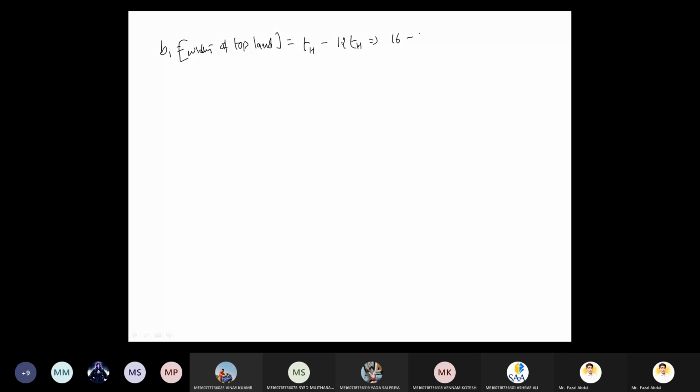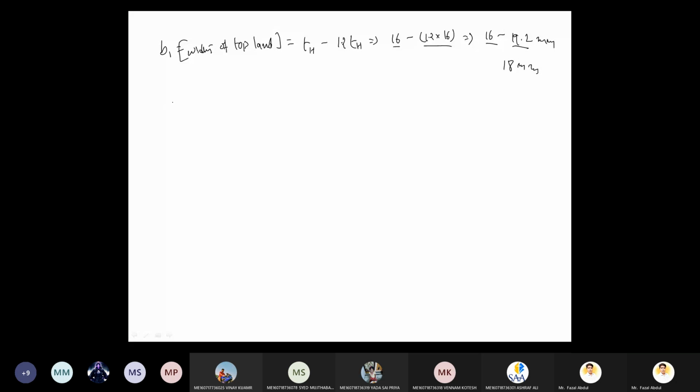So TH value how much did we get? 16. The range is 1.2 into 16 to 1.6 into 16, which is 19.2 mm. So from this range, 16 to 19.2, I am selecting 18 mm. Okay, your wish, you can select 19, 17, or 16.